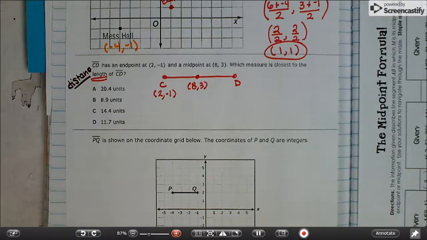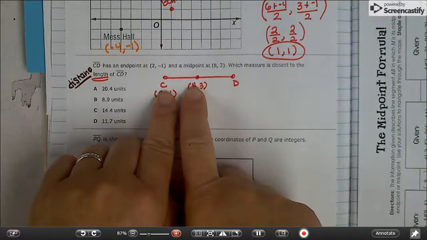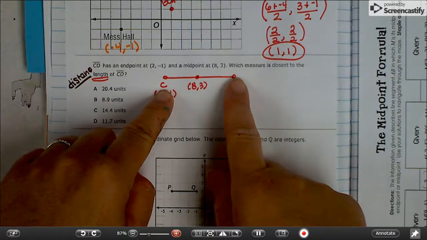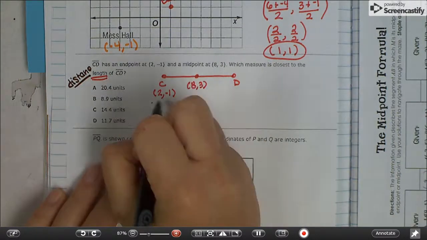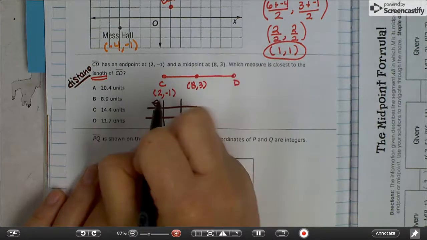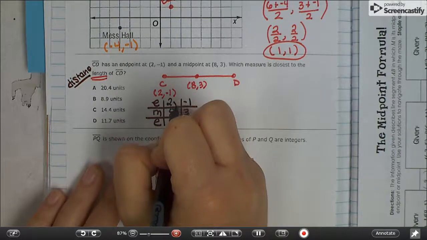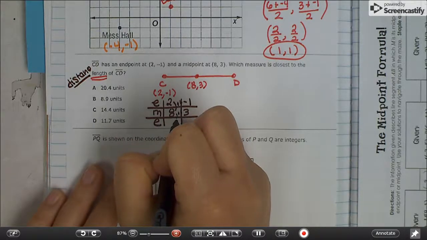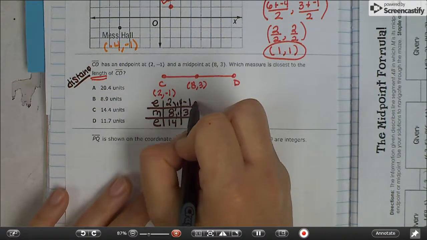So we're actually going to have to do two things here. First, we need to figure out, well, we can do it one of two ways. We can either figure out this endpoint and do the distance, or we could do the distance of this piece and then double it. But because we're working on midpoint right now, I'm going to go with the midpoint or the endpoint formula. All right, so one endpoint is 2, negative 1. The midpoint is 8, 3. We need to add 6, so we're going to add 6 more. 8 plus 6 is 14. Negative 1 to 3 is adding 4.